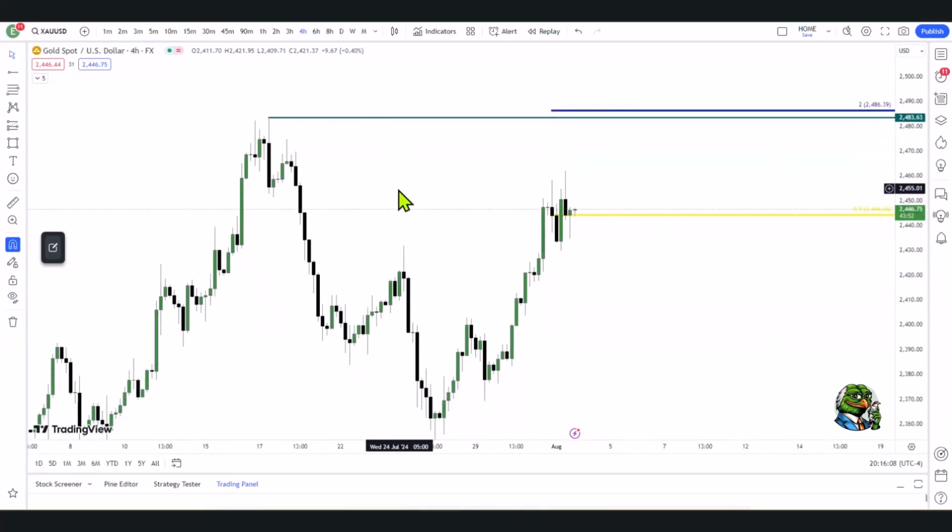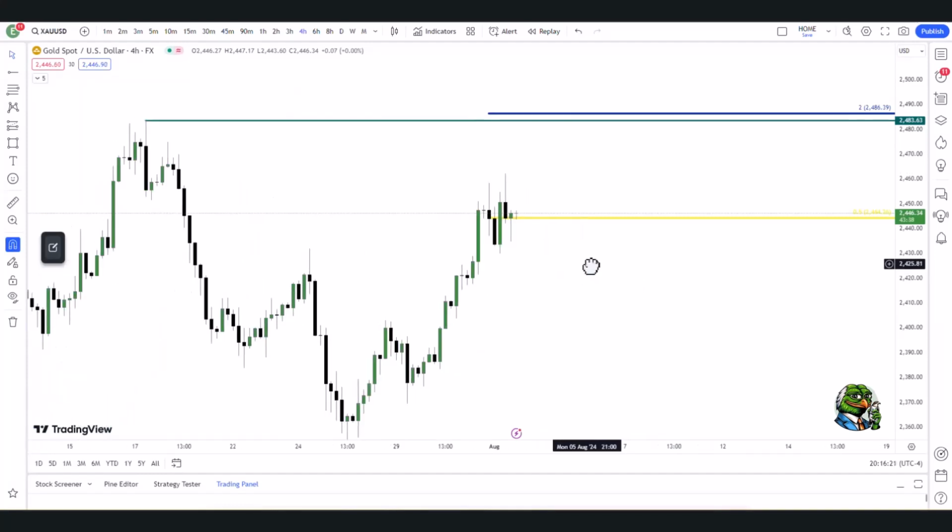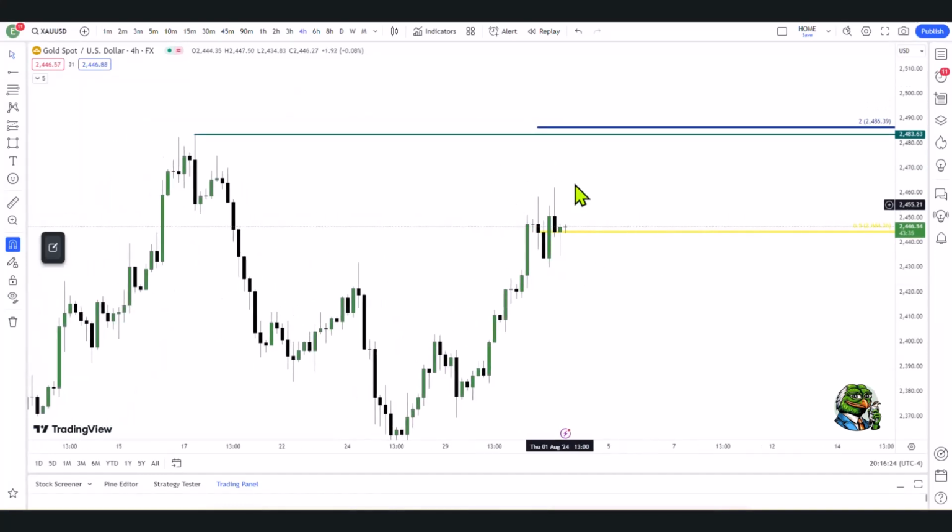So I'm going to be trading in alignment with my directional bias. Does that mean that I'm going to be targeting a trade all the way up there? No, it doesn't mean that, because you know that I look for the easy targets. Right now, for me, that there is the easy target. That there is the current high of the week.